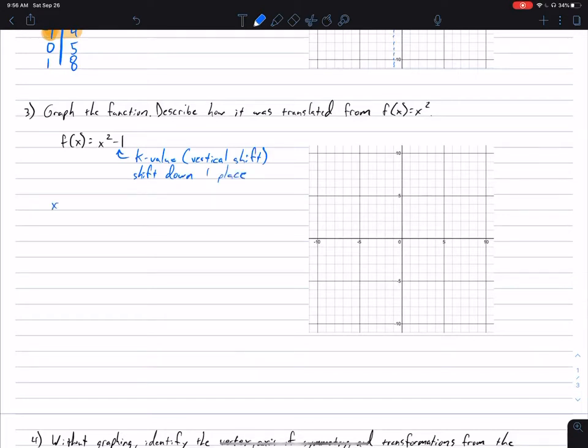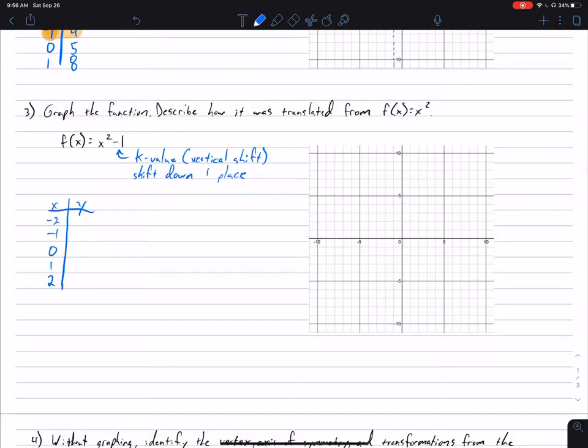So I need to come up with my chart. We'll do this pretty quickly. There are no shifts left or right, so I'm going to use my standard -2, -1, 0, 1, 2. Those will be your go-to ones, because you have that 0.